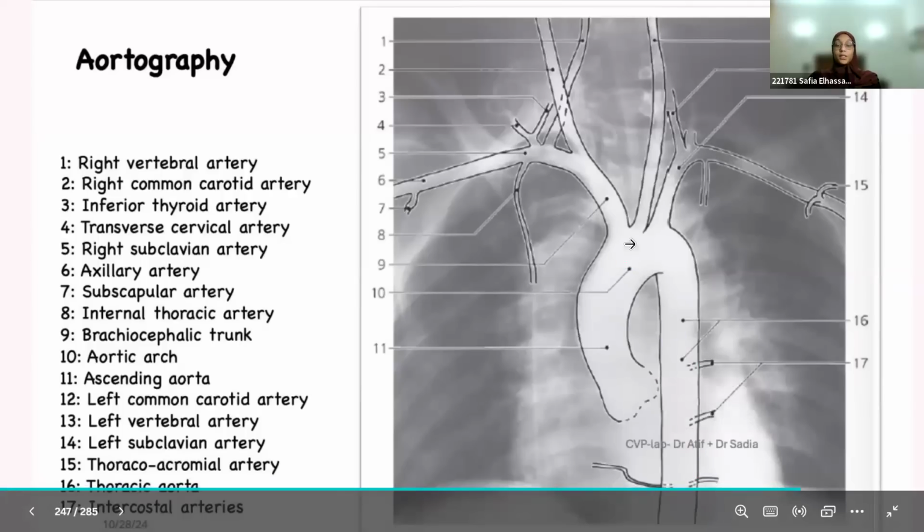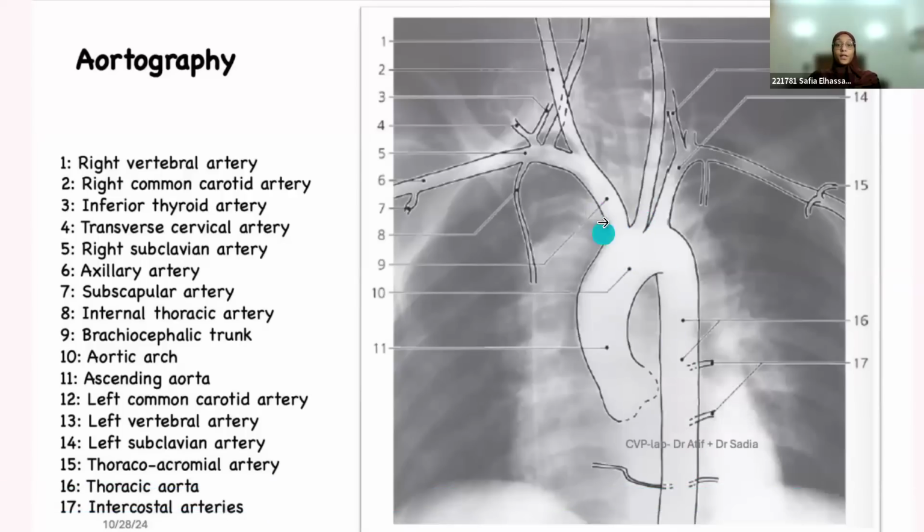So the main branches that the arch of aorta gives off is the brachiocephalic trunk, and the brachiocephalic trunk is going to further divide to give you the right subclavian and the right common carotid artery. As for the left common carotid artery, it comes directly out of the arch of the aorta, and the left subclavian artery also comes directly out of the arch of the aorta. This artery right here, the axillary artery, is basically the continuation of the subclavian artery.